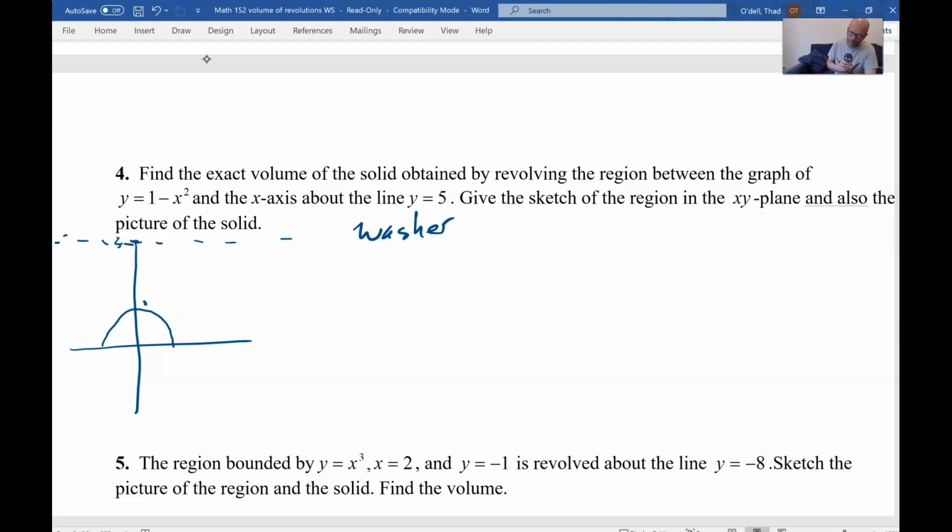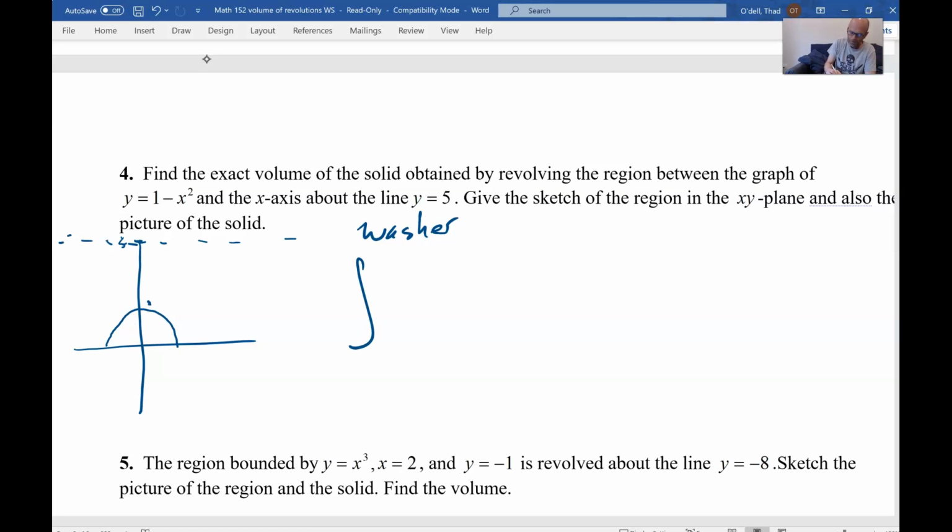And now, if the line of rotation is horizontal, that means that we're going to be stacking our washers this way, which means the small little height of each washer is a dx, because there's a little change in x. So that's good. We already know this in terms of x, so I'm going to put a pi out here. I'm going to put big R squared minus little r squared, and put a dx here. Okay?